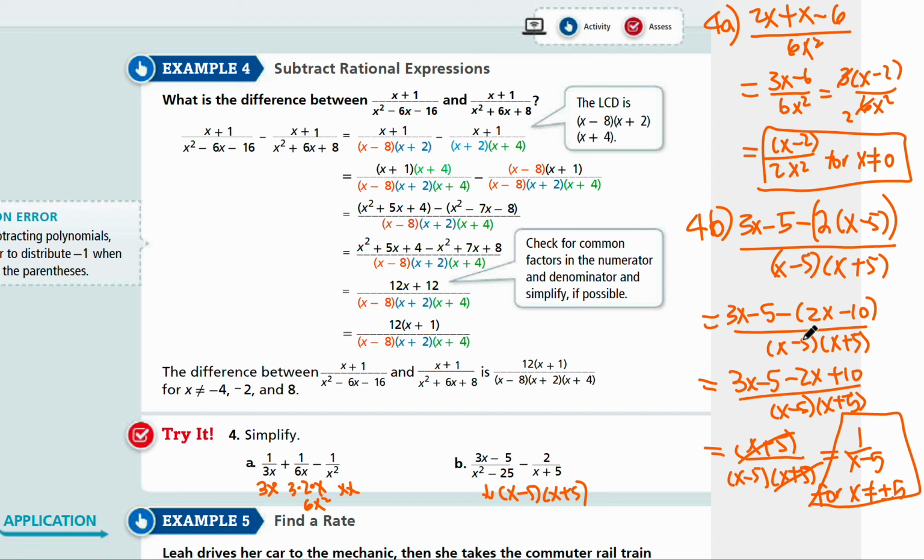Check your final answers, see if you got it right. If you did, good job. We'll continue with example 5 and 6 in the next video.